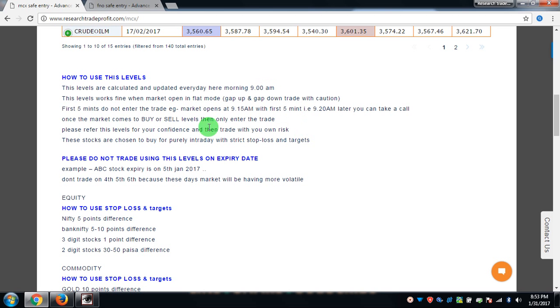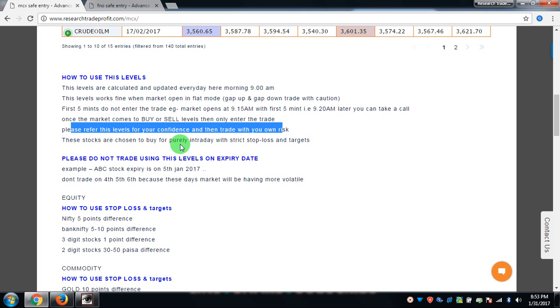So refer to these levels for your confidence. You can watch these levels. You can just keep track of these levels for 1 week, or 5 days, 10 days. You can track these levels before taking an actual position, so that you get confidence in how exactly the market is moving with these levels. Once you get confidence after watching 3, 4 days of trading sessions, then you can enter the trade. That will be safer for intraday traders.